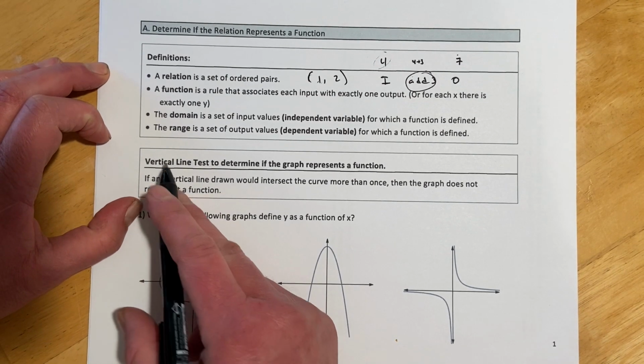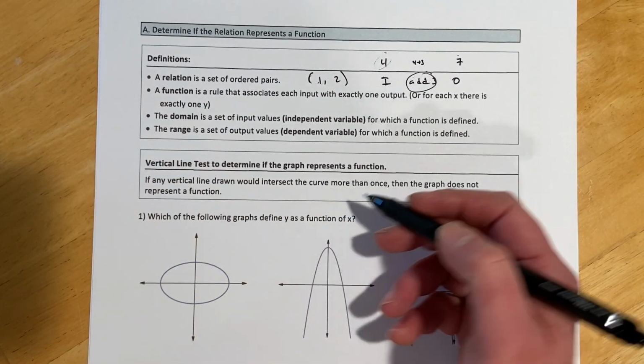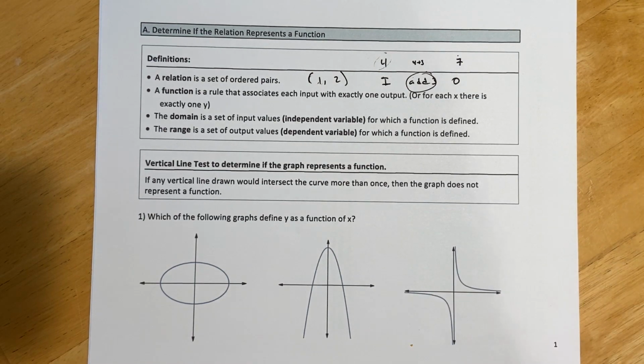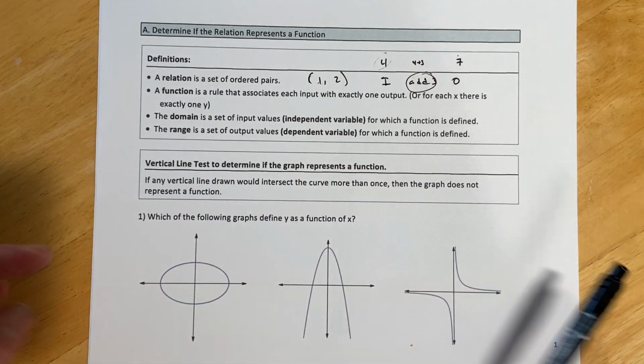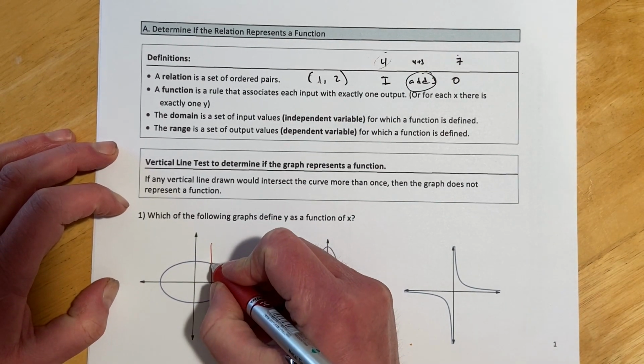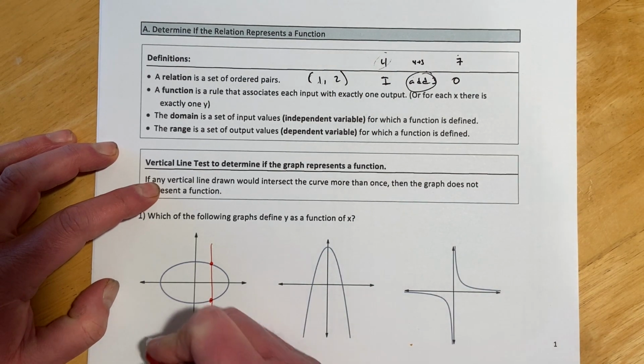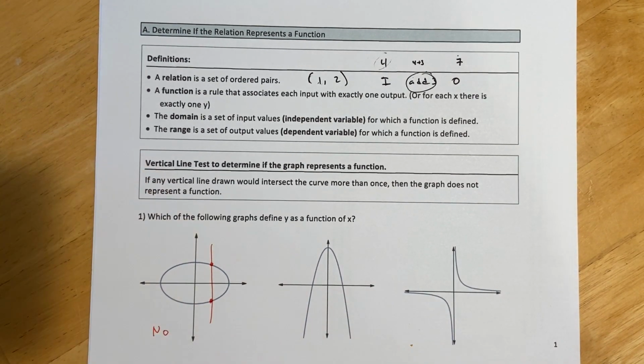Okay, so first off, we have the vertical line test. If any vertical line drawn would intersect the curve more than once, then the graph does not represent a function. So I draw a vertical line, and this vertical line hits this graph twice, right? If I hit it more than once, not a function. So here we're saying no.